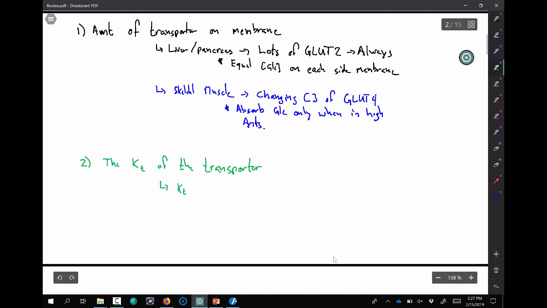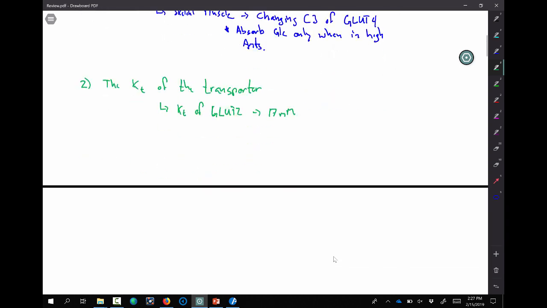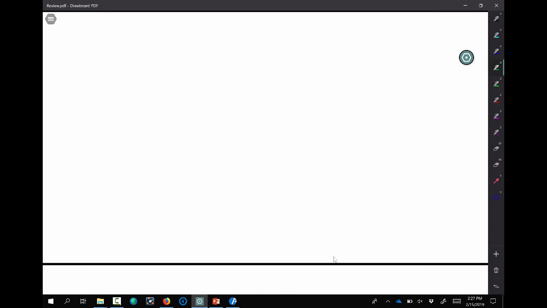The KT of GLUT2, which is in the liver and the pancreas primarily, is 17 millimolar. This is about 3 times what you would find as the typical glucose concentration in the blood, which means that you're sitting at physiological ranges of glucose concentration. The rate of those transporters is sitting well below 50% of their Vmax. Now, graphically speaking, or mathematically speaking, you could just show this to yourself mathematically, you don't have to graph it, but a graph is a nice way to represent this.